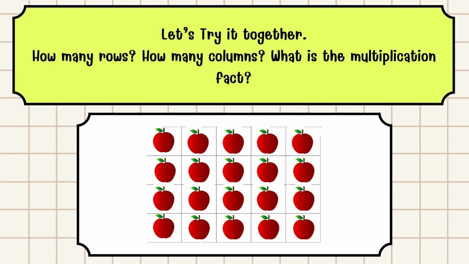Now it's your turn. Take a look at this array. First, count the number of rows. Next, count the number of columns. Then, write the multiplication fact that matches the array. Remember, the number of rows is the first number in the multiplication equation, and the number of columns is the second number. You can do it!